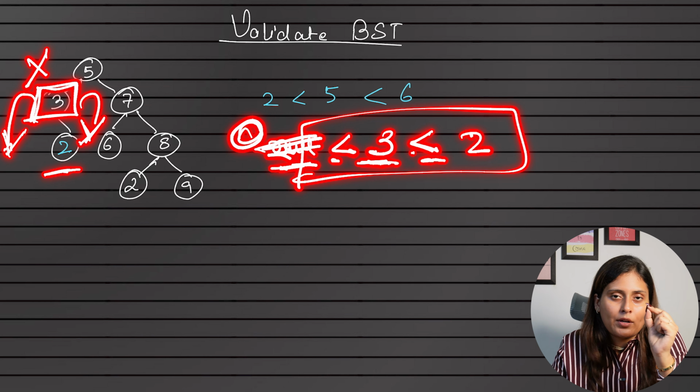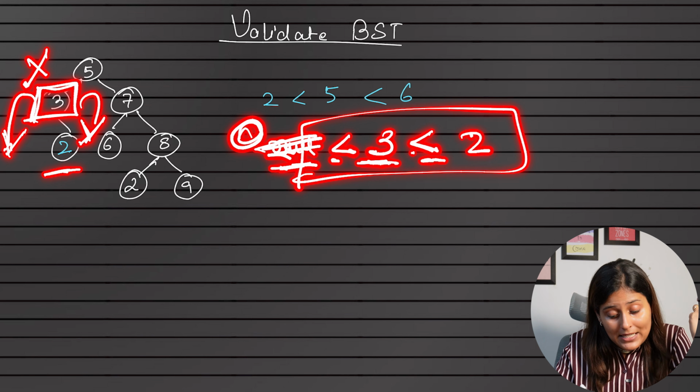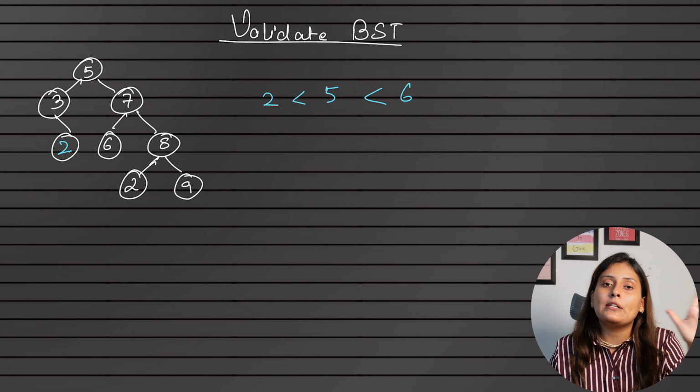So if any single node does not follow the rule of BST, we can say yes, the complete tree is not a BST. So return false then and there.